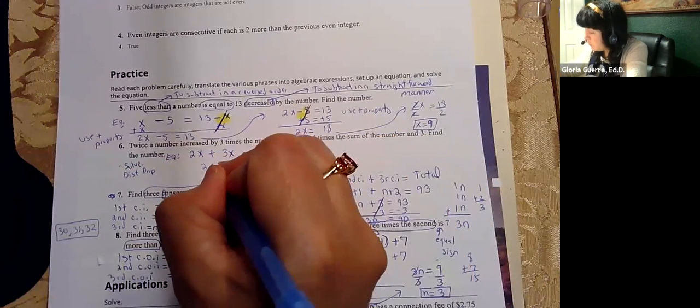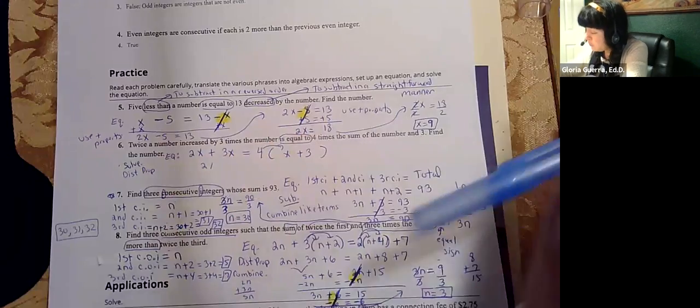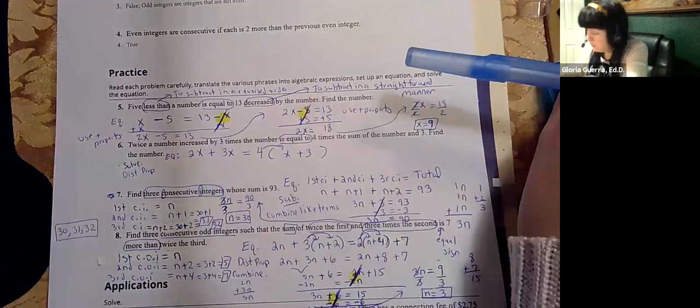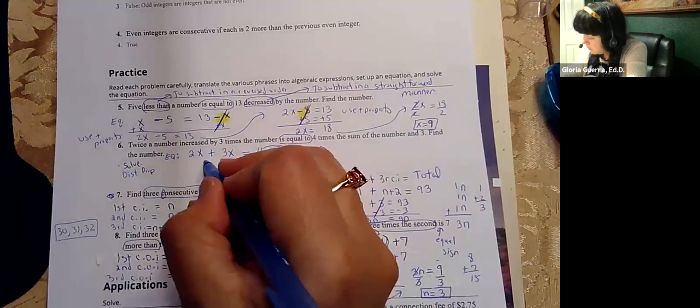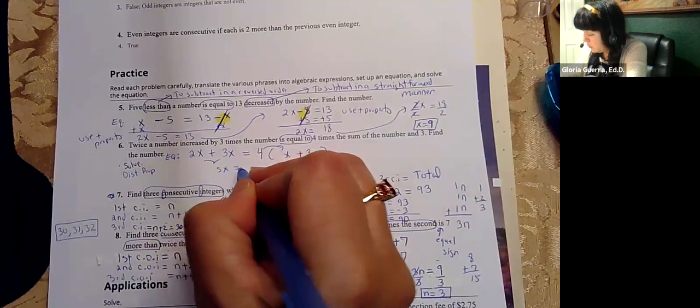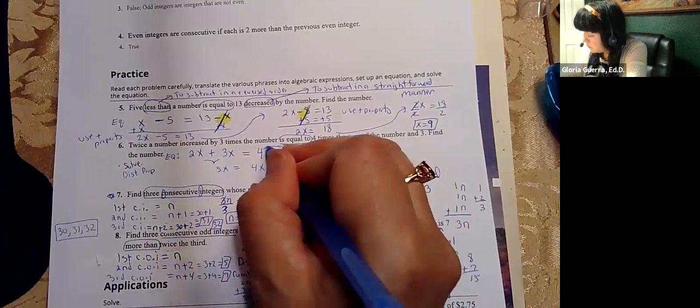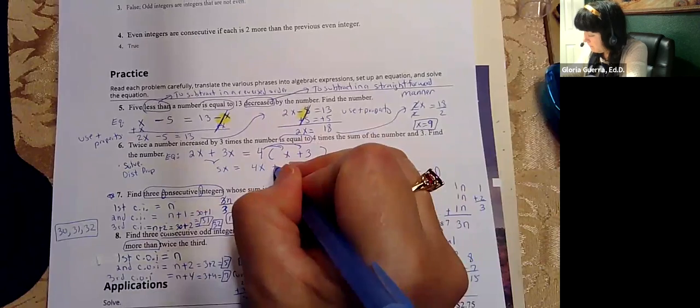4 times x. So you have 2x plus 3x. If you don't mind, I'm going to go ahead and say that's 5x. And then I have to do the distributive property. 4 times x is 4x. 4 times 3, that's 12.